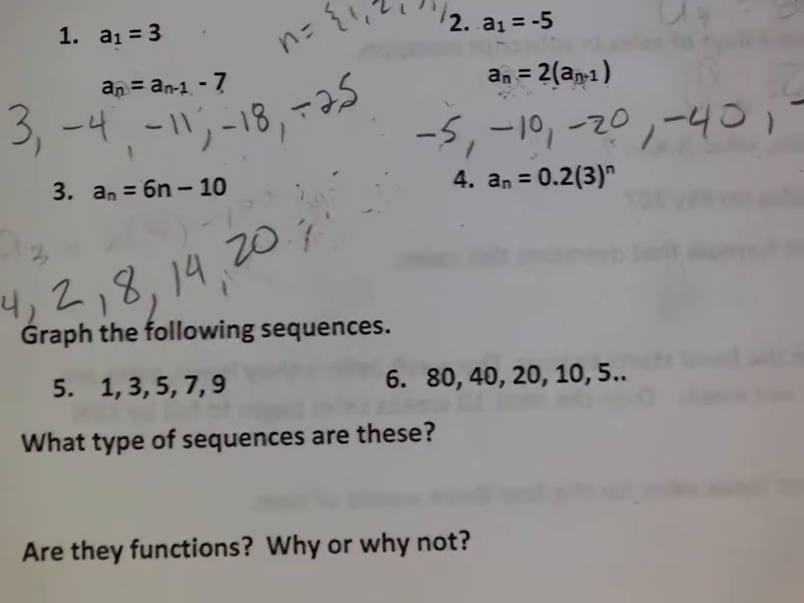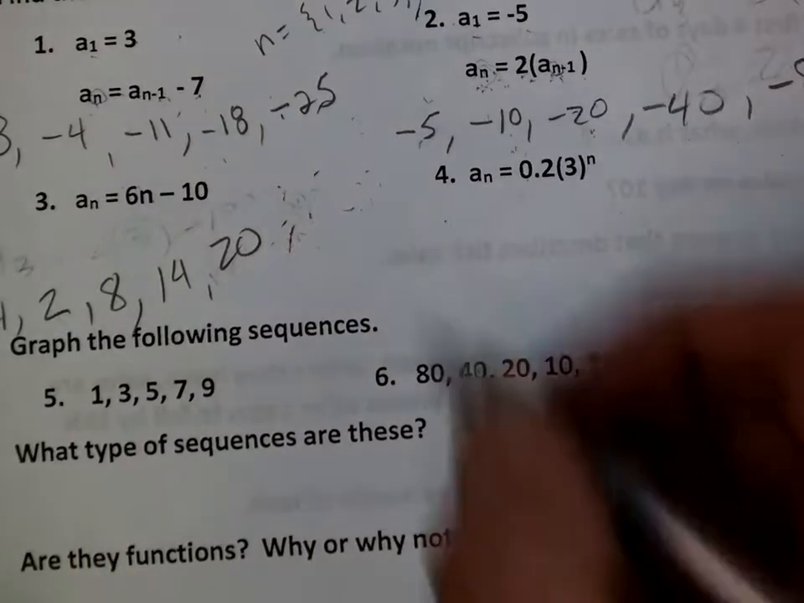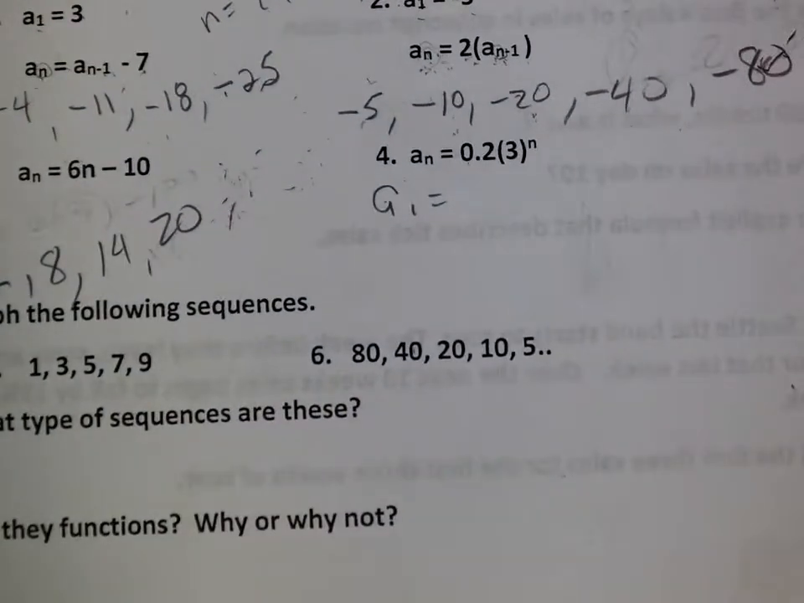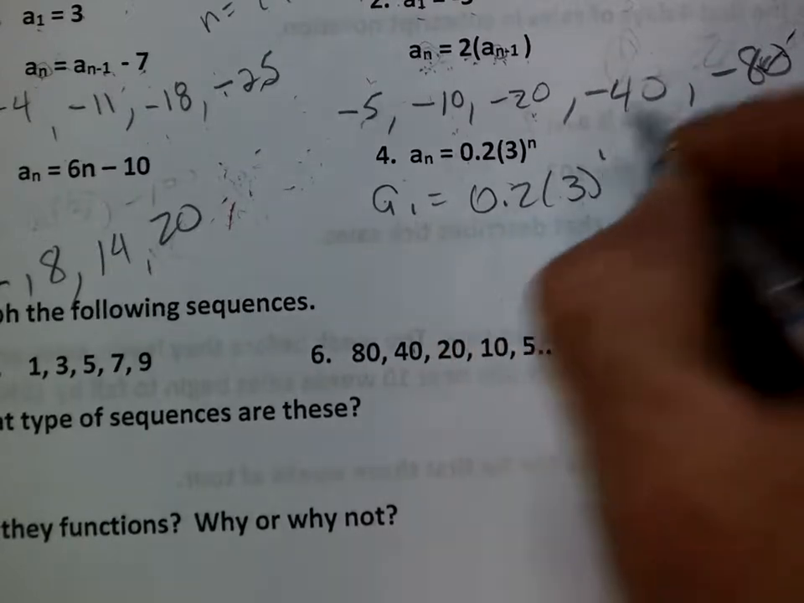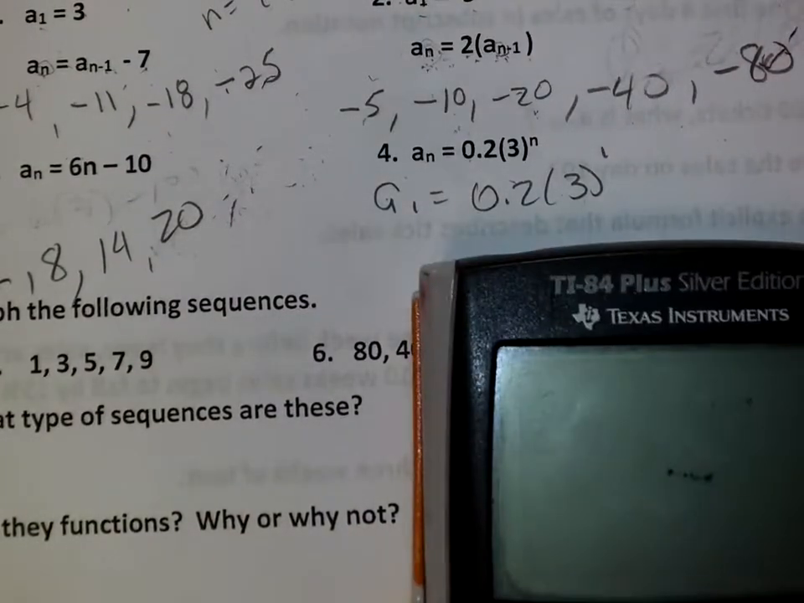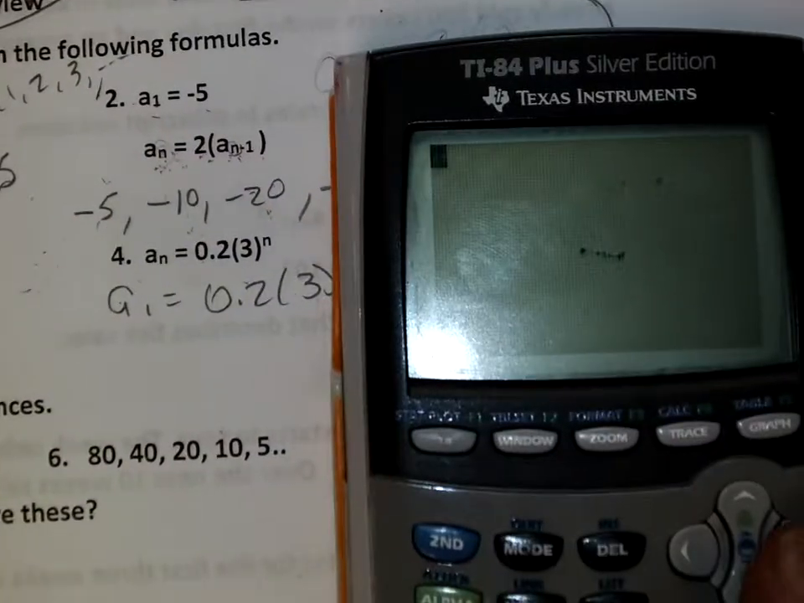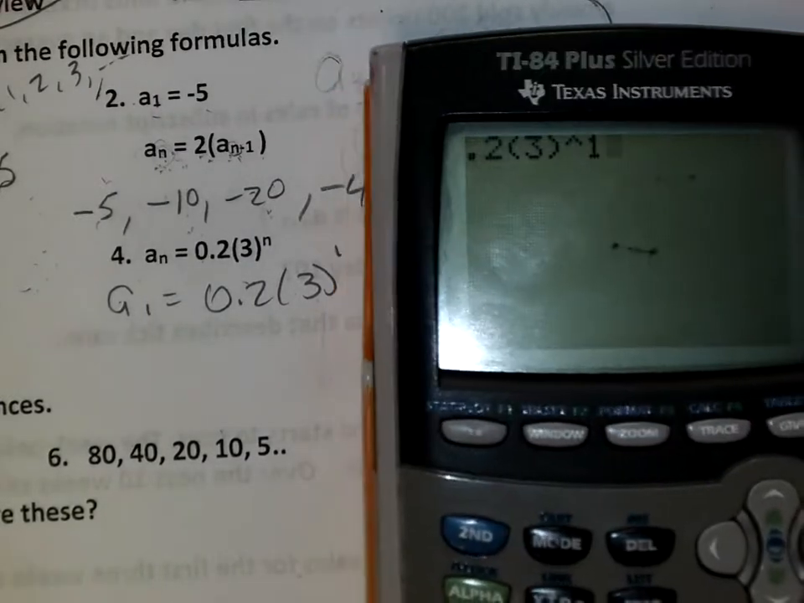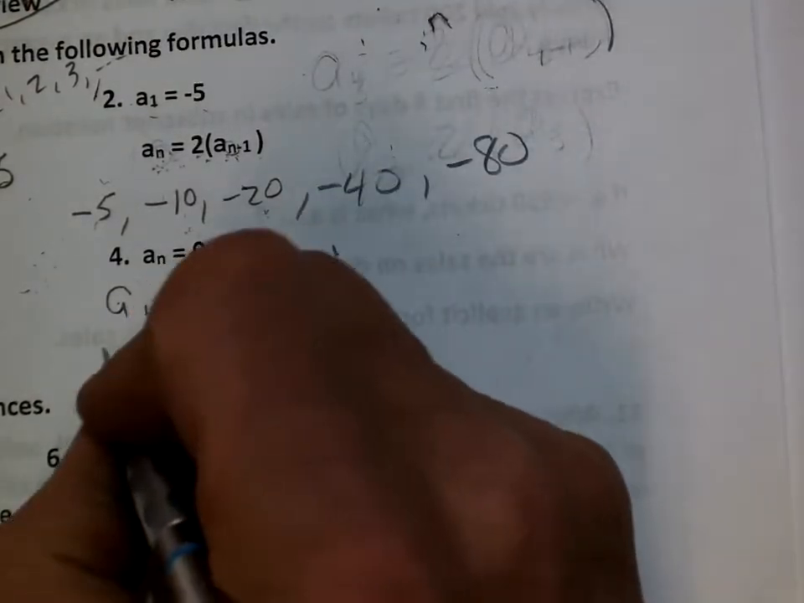All right? I'm going to need a calculator for the next one. But first of all, A1. To make A1, plug in 1. I'm going to use 0.2 times 3 to the 1 power. And I'm going to use my calculator, okay? So I'm going to go 0.2 times 3 to the power of 1, right? And I get an answer of 0.6, okay? So A1 is 0.6, okay?